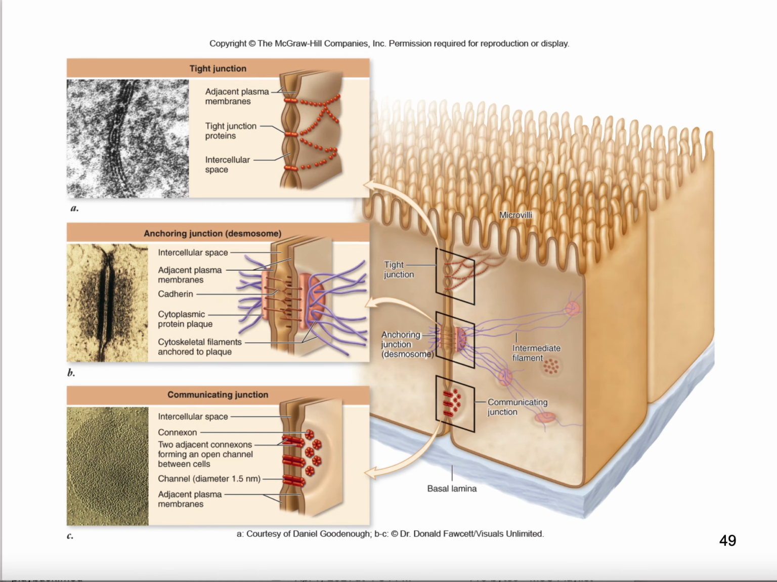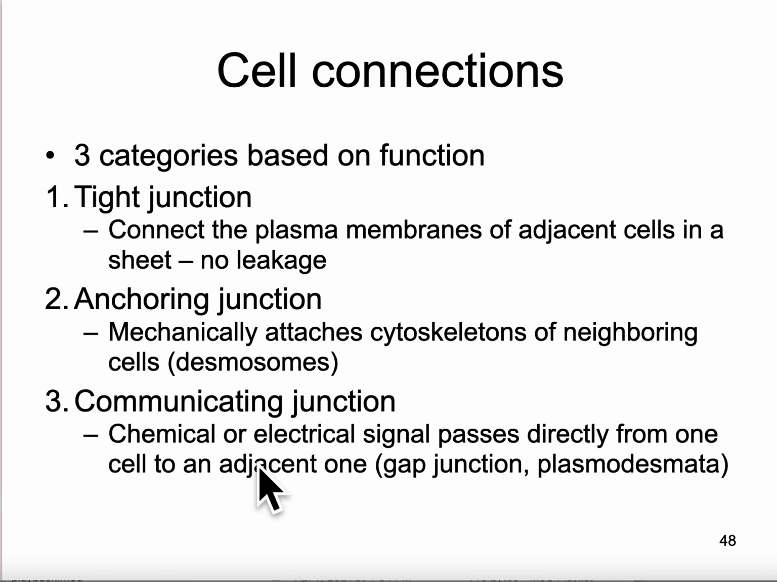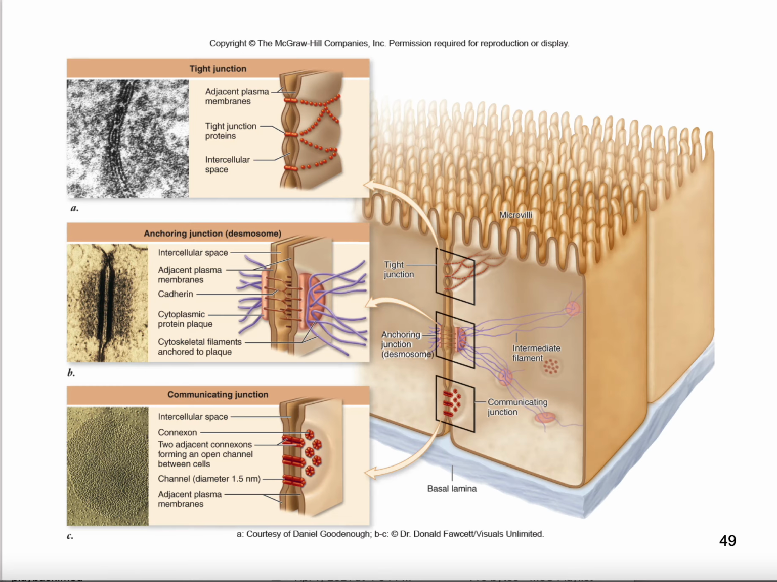Okay. And lastly is communication junction. And this is actually more of a tunnel than a gluing things together. So when you want to have a chemical or electrical signal go from one cell to another. So that means you want to actually be able to move electrons from one cell to another, or ions or other chemical entities. Okay, so here you see it's like a tunnel that goes from one cell to another cell to easily bulk flow substances through.